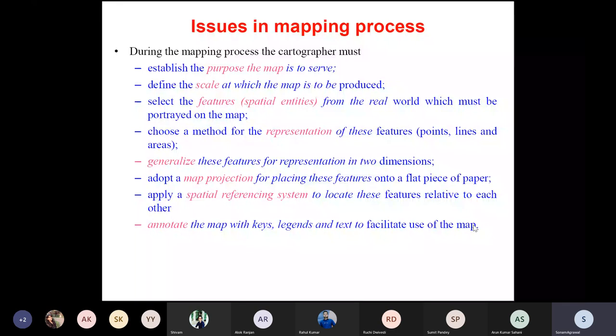The method for the representation of these features we have already seen. Then generalization. Generalization means that when you create a map, you cannot represent everything on the map. You have to select something, you have to remove something. Only then you can draw a map or portray the things on the map. If you try to put everything on the map, then you cannot read that map. For that reason, we have to perform the generalization. We have to ensure that the map remains readable.